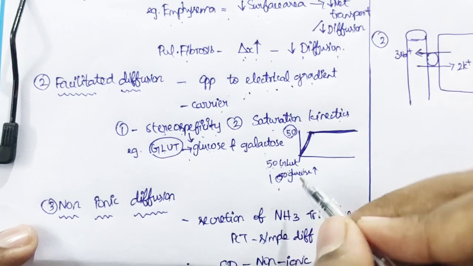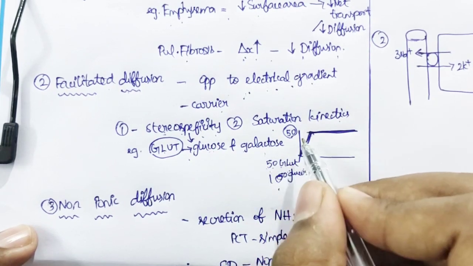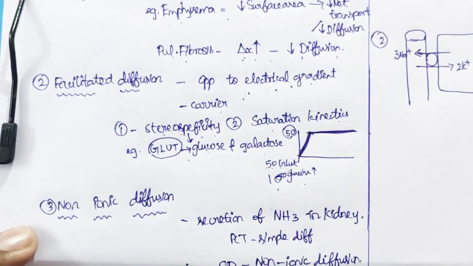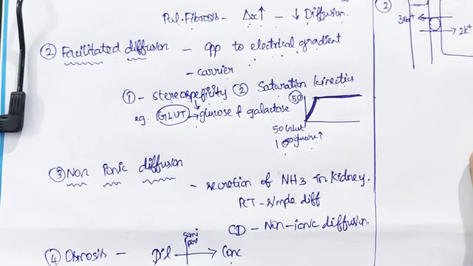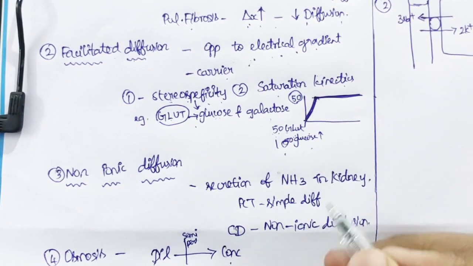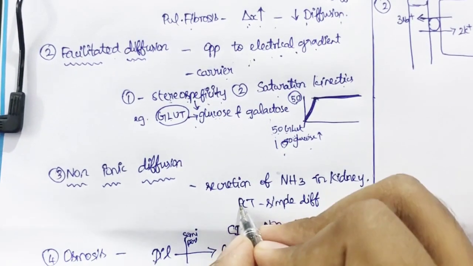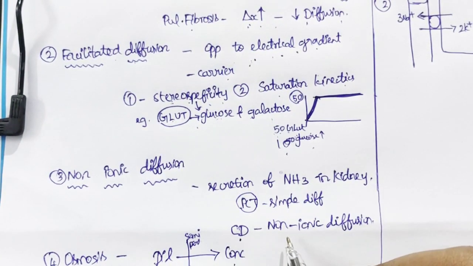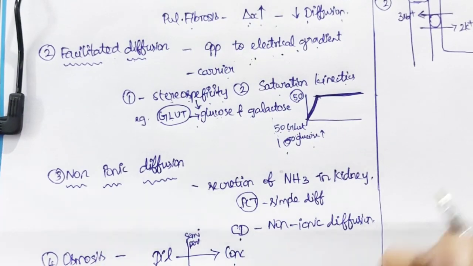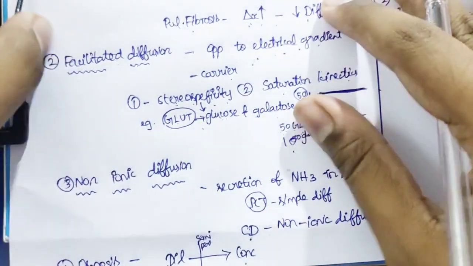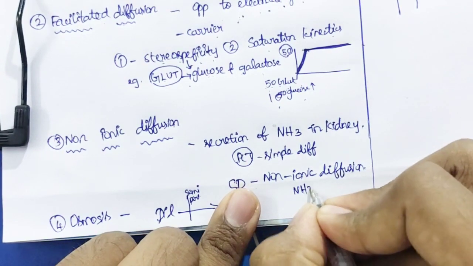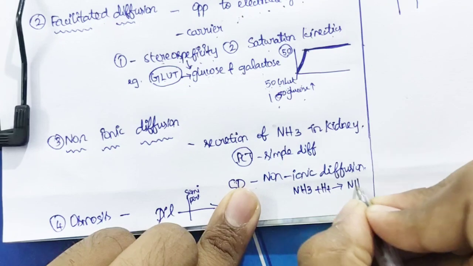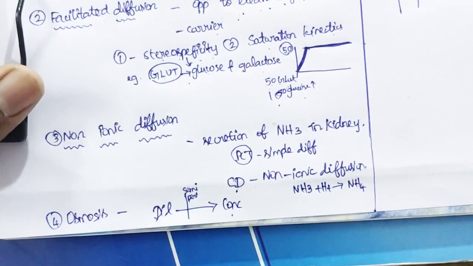Even if there are 100 glucose, there are only 50 carrier proteins. It can carry one each, so it becomes saturated at 50. That's the point. The next is non-ionic diffusion. The real-time example is secretion of NH3 in the kidney. NH3 secretion occurs through simple diffusion in the PCT, whereas in the collecting duct, it occurs in the form of non-ionic diffusion, and this NH3 combines with H plus and forms ammonium and gets excreted in urine in the collecting duct.